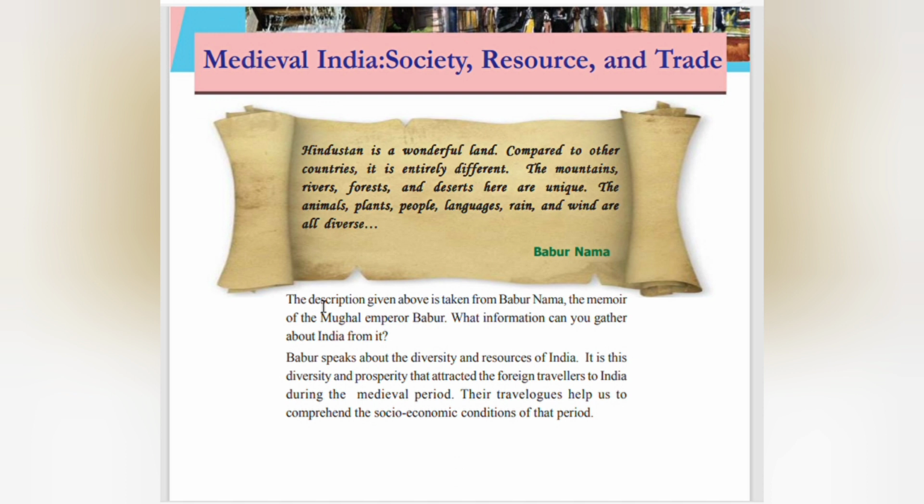Babarnama. The description given above is taken from Babarnama, the memoir of the Mughal Emperor Babur. What information can you gather about India from it? Babur speaks about the diversity and resources of India. It is this diversity and prosperity that attract the foreign travelers.